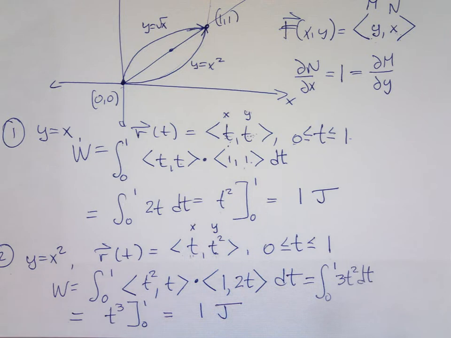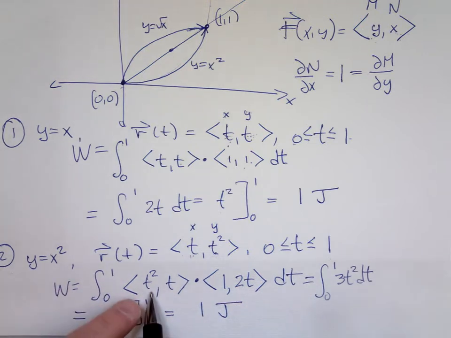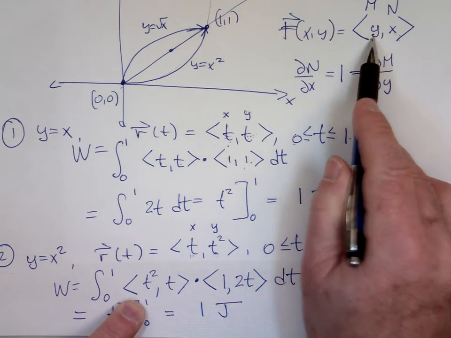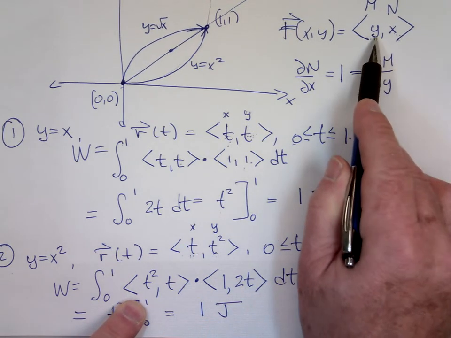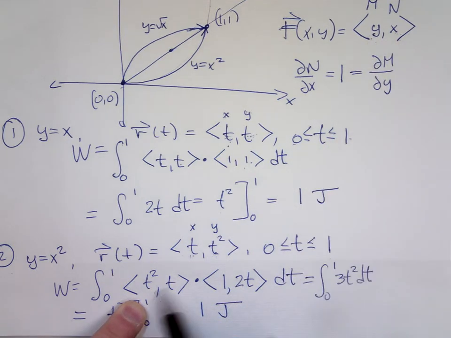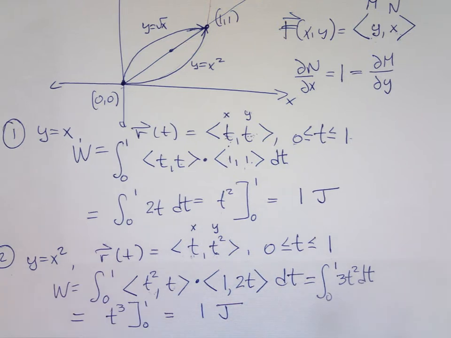So I'm just wondering, is there a reason why you switched it to t squared, t inside the integral? Yes, because my force field is yx. That said, take the y component and then take the x component. That's what I did. I had to switch it. Okay, that was my field. Use the force. Yeah, I used the force. That's right. Okay, let's take another path.